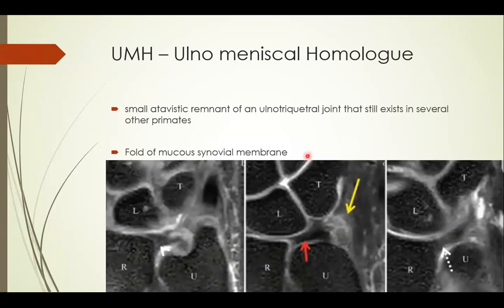The ulnomeniscal homologue is basically an atavistic remnant of the ulnotriquetral joint that still exists in several other primates. It is basically a fold of mucous synovial membrane. It emerges from the tip of the ulnar styloid here, as shown by the yellow arrow, and it inserts on the ulnar side of the triquetrum and the lunate.